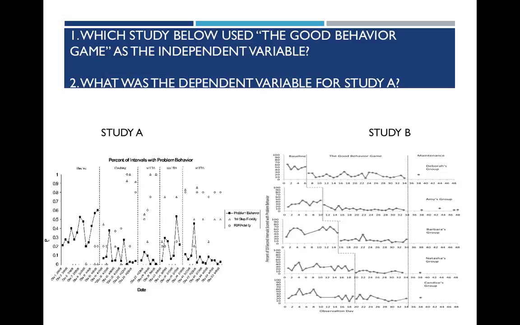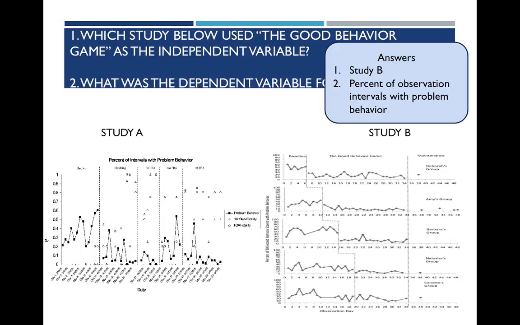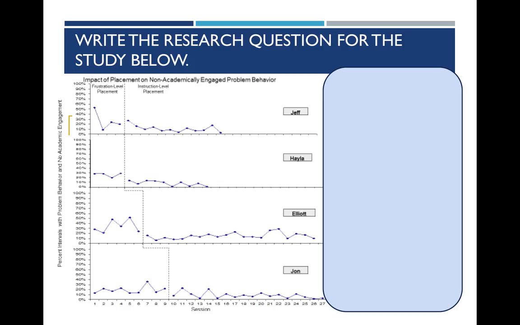The questions asked here, which study includes the good behavior game? Clearly, study B. What was the dependent variable for study A? Percent of 10-second intervals with problem behavior. Now, use that information and actually write the research question for the study below. What is the research question posed in this study?